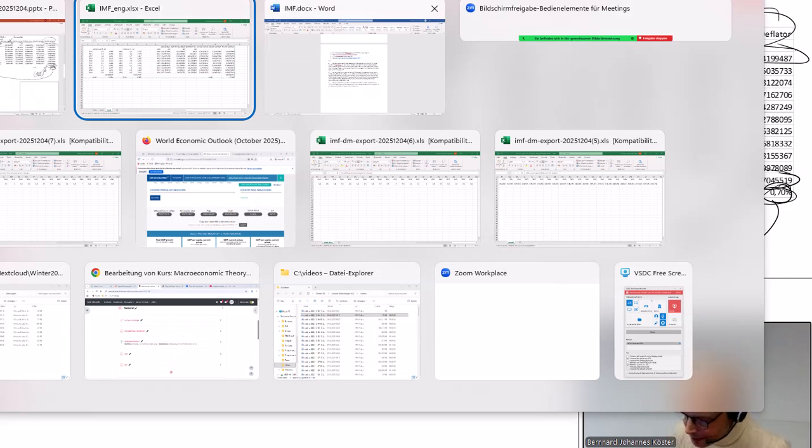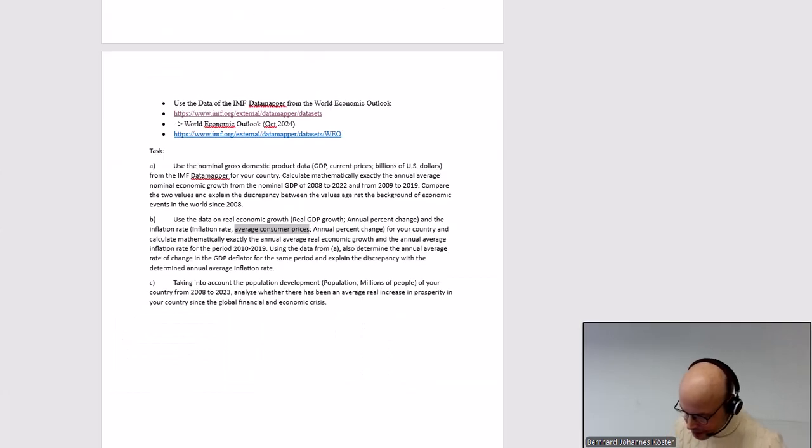Oh, only 5 minutes. Sorry. Then let's do the last one: taking account population development from 2008 to 2023. We want now, well, we know already within this period we have real growth. But now we want to see, well, is it also a growth per capita?